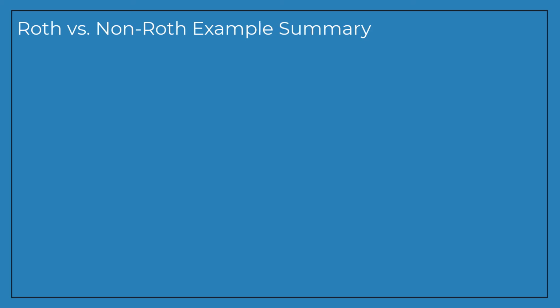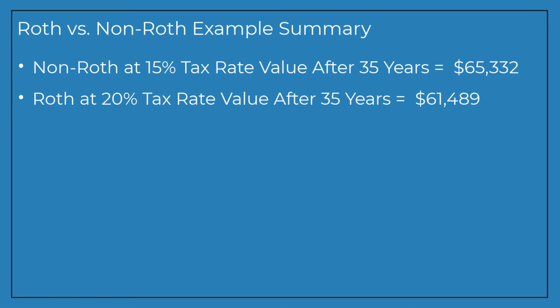And this is less than the non-Roth example, and that's because the current tax rate is higher at 20% versus the previous example when the tax rate was 15%. So by paying taxes now, you actually realize a higher tax rate than if you had waited. So in summary, you should go with whatever account will allow you to realize the lowest tax rate.